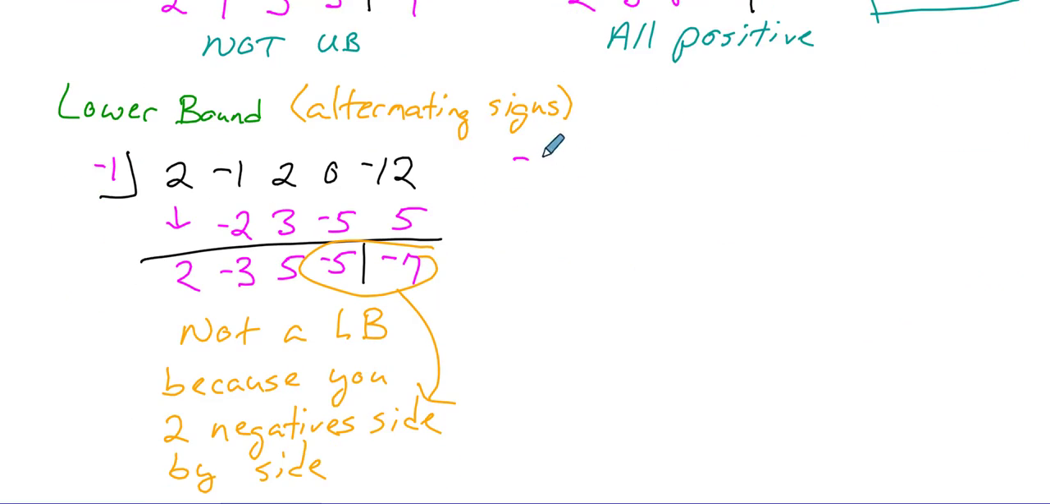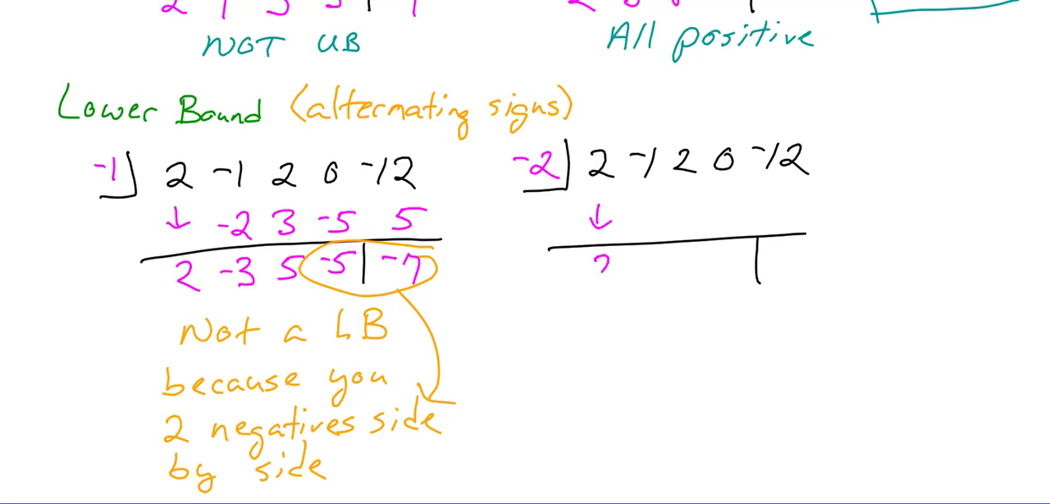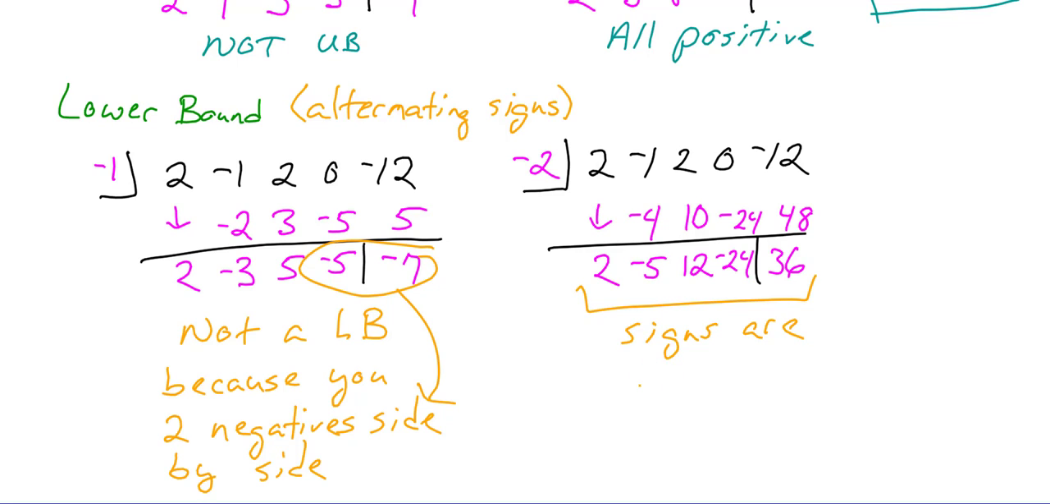So let's do our synthetic division for -2. 2, -1, 2, 0, -12. Okay, bring down our 2. -2 times a +2 is -4. And that would give us -5. Negative times negative is a positive, so we have a +10. Add them together and we get 12. -2 times 12 is -24. We get a total of -24, and a negative times a negative is a positive. We get a +48, and we're left with a +36. So in this case, the signs are alternating. So that means our lower bound is -2.